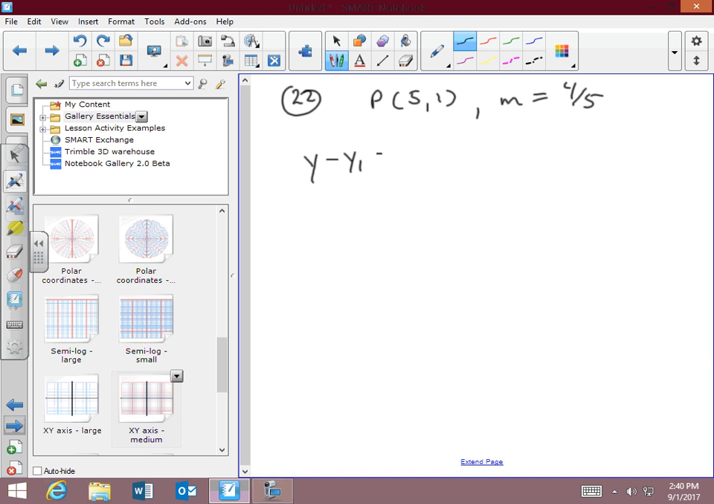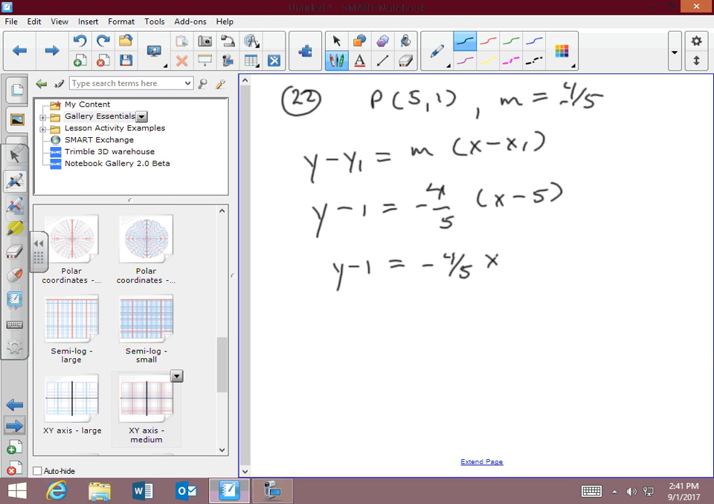Y minus y1 is m x minus x1. So you tell me, I'm going to go y minus what? Minus 1, 1 equals negative 4 over 5. Is it negative 4 over 5? It was. Negative 4/5 x minus 5. So it's y minus 1. And distribute that negative 4/5 minus 4/5 x plus a minus, that's it.